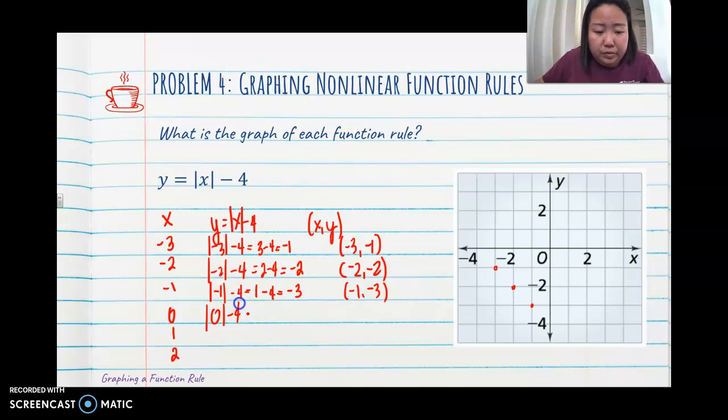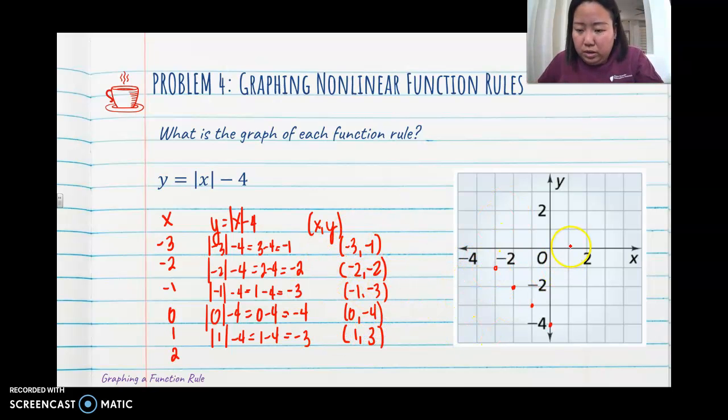The absolute value of 0 minus 4 is equal to 0 minus 4, so that's -4. So we have (0, -4). It's going to be this point here. If we have 1, the absolute value of 1 minus 4, that's 1 minus 4. We're going back to -3. So you will have (1, -3). It's going to be this point here. If you have +2, the absolute value of 2 minus 4, it's 2 minus 4, which is -2. So you will have (2, -2), and it's going to be over here.